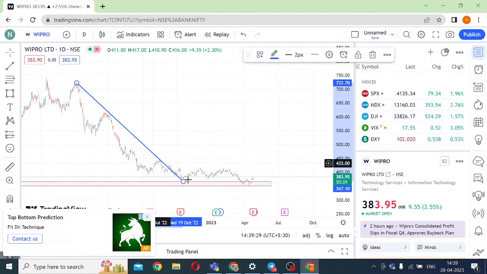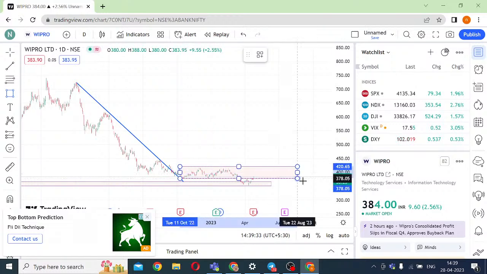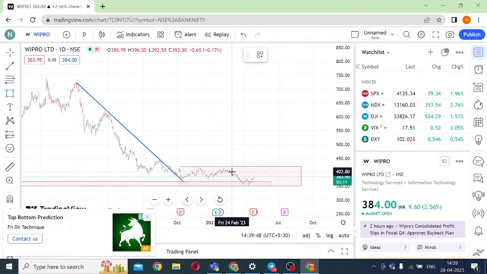This work has been done, it's consolidating in a very narrow range between 420 to 350, right? On a longer term time frame, if you actually look at weekly and monthly charts, this has now started to consolidate, right? Once the Wipro stock consolidates in this band, I think it will start trading towards the higher end of the range.